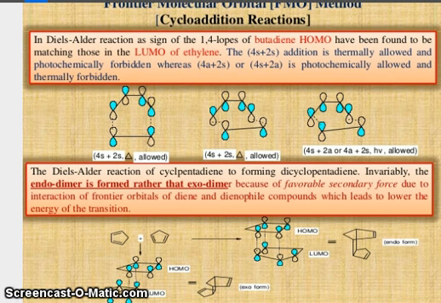In the Diels-Alder reaction, the signs of the 1,4 lobes of the butadiene HOMO have been found to match those in the LUMO of ethylene. So 4s plus 2s addition is thermally allowed and photochemically forbidden, whereas 4a plus 2s or 4s plus 2a is photochemically allowed and thermally forbidden. In the Diels-Alder dimerization of cyclopentadiene, invariably the endo dimer is formed rather than the exo dimer because of favorable secondary forces due to interaction of frontier orbitals of diene and dienophile compounds, which lead to lower energy of the transition state.